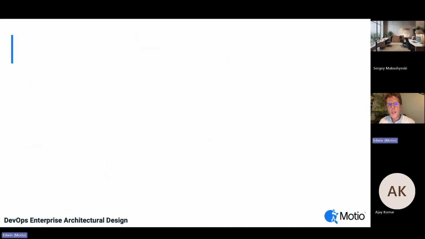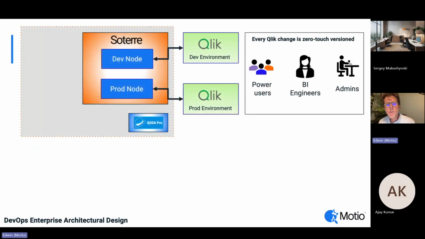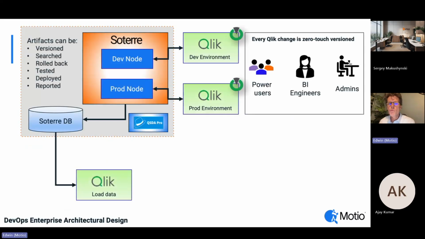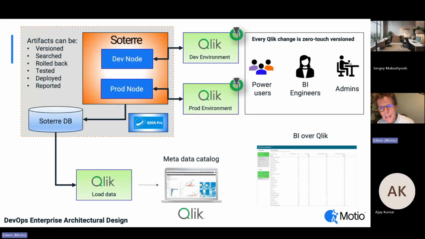So what is the architectural setup? You have your Qlik environment, whether that's cloud or on-premise or a mix, that doesn't really matter. You have your power users, your BI engineers, your admins. Whenever they make changes, Soter will connect to these environments and store it in its own database, in its own repository. And then you can reversion it, you can search it, you can roll back, you can test, deploy, and report. And we store that information and bring it back to Qlik so that we have our metadata catalog and then have BI over Qlik, BI over BI.